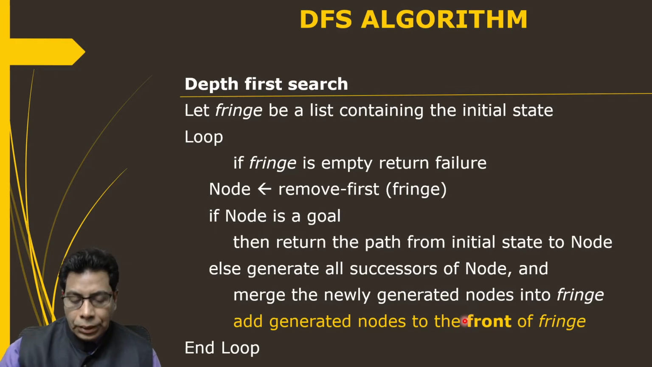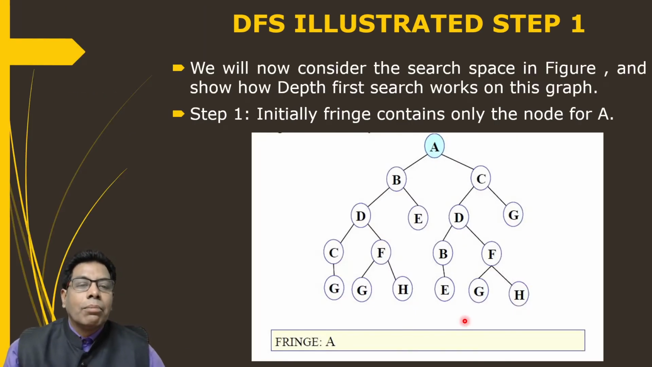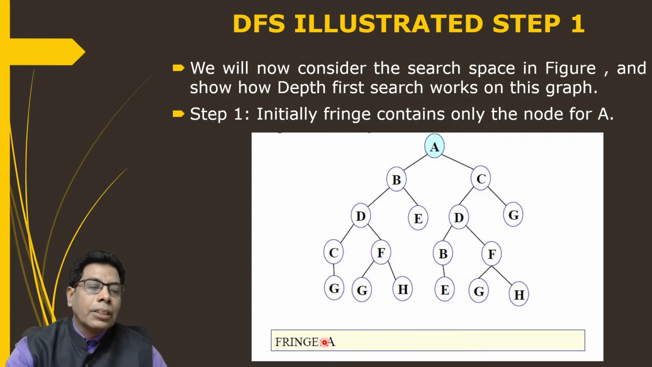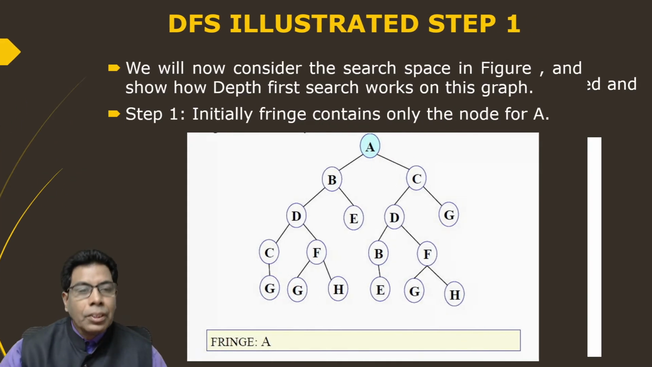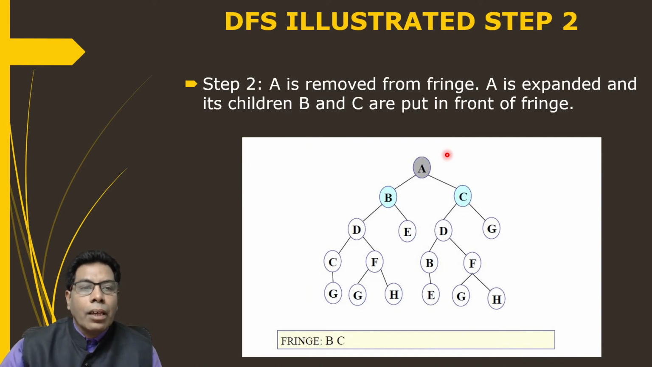Then let us go to the next, that is the example. Now here we'll consider the search space as shown in the figure, and we'll show how depth first search works on this graph. In step 1, we will have only the root node in the fringe. You can see here the fringe will contain A. A is shown active here. In the next step, A is expanded and it has the children B and C. They are put in the fringe, and A is removed from the fringe. So the fringe will contain only B and C.